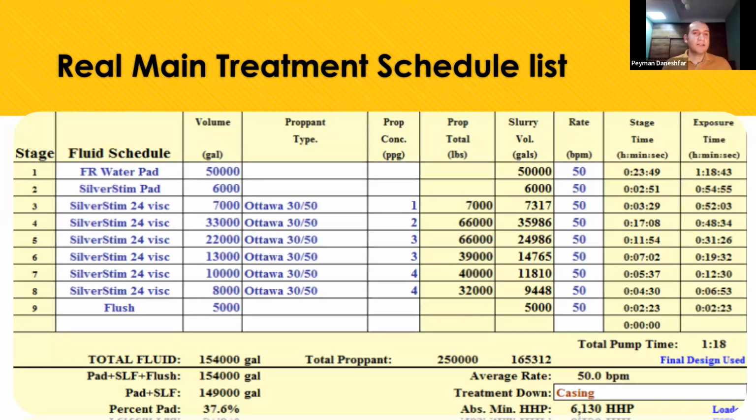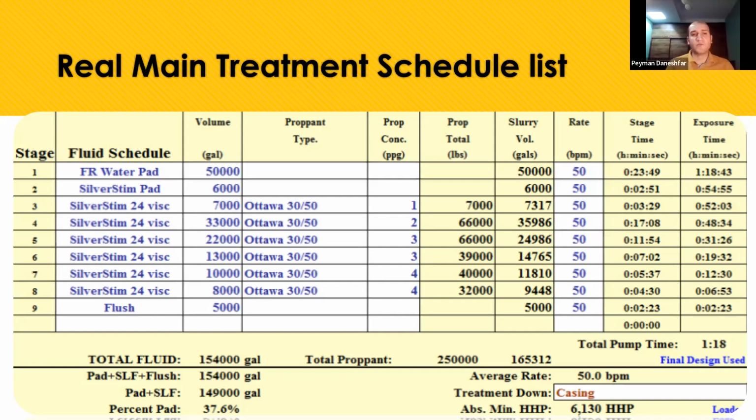No, the designing plan has more parameters and more rules for itself. And now this is a real main treatment schedule list for the first time, a freshwater plant, the silver stream. This is the name of one of the slurries in the market, one slurry, the pad, and after that the flush.